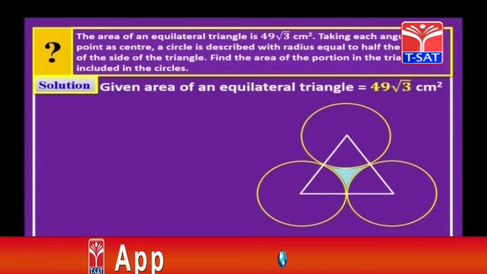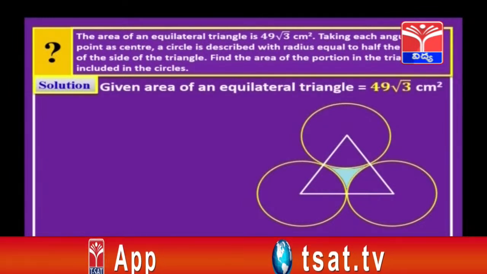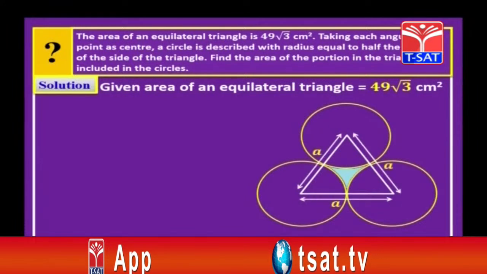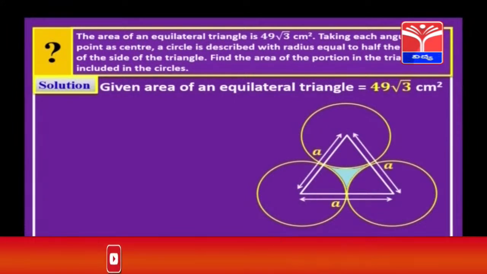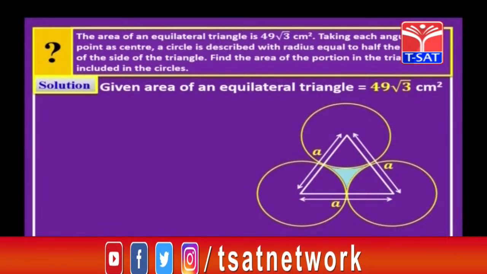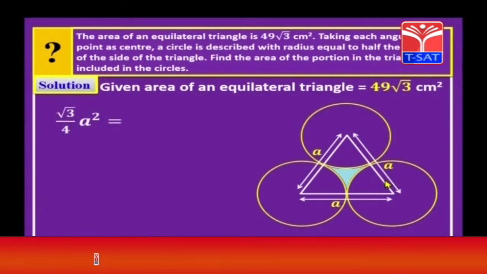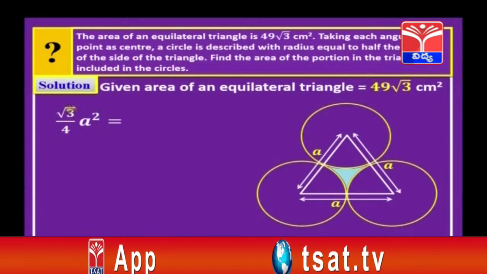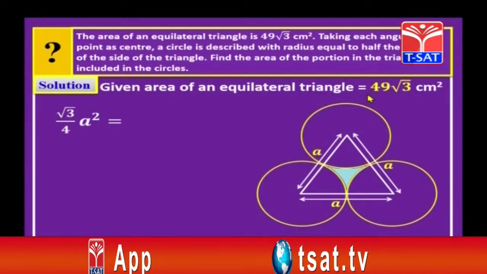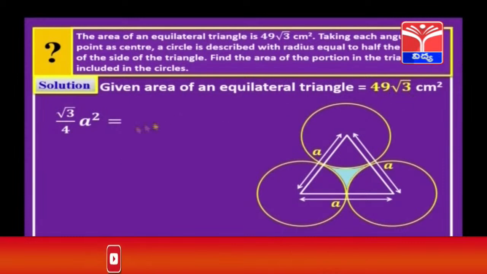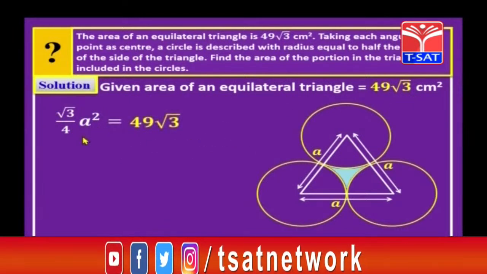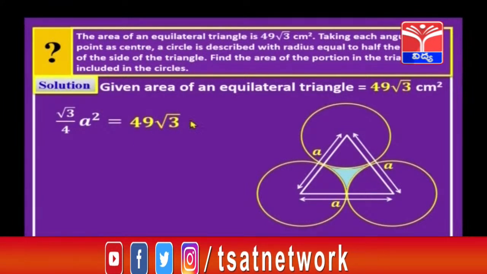So the given area of the equilateral triangle is 49 root 3 centimeters square. Let us assume the side of the equilateral triangle to be A units. So all the sides are equal, so it is A and A. Okay children. Now the area of an equilateral triangle is given by root 3 by 4 A square. This is the formula to find the area of an equilateral triangle. Already it is given that the area is 49 root 3. So both must be the same. So we have root 3 by 4 A square equal to 49 root 3.